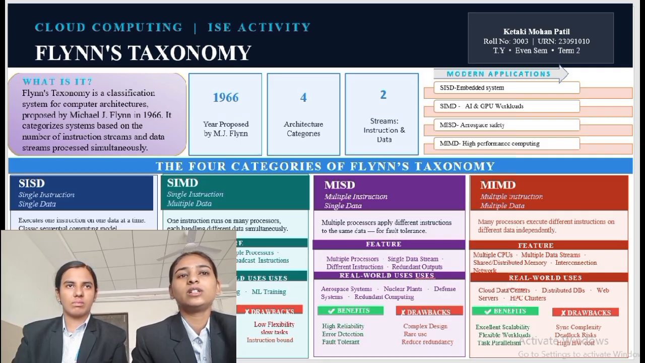And along with some technical challenges, there are some ethical challenges as well which Flynn's taxonomy is facing. The high energy consumption, because mostly huge data centers hold huge amounts of data, and all these data centers require processing of this data through multiple processors performing various kinds of operations, and it requires a large amount of power to perform all these operations. So one of the important ethical challenges that Flynn's taxonomy faces is high energy consumption and environmental impact.